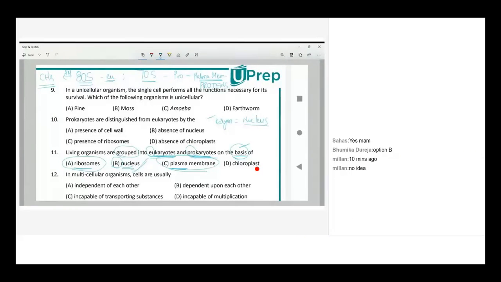But basic is nucleus. So the correct answer is nucleus, but the ribosomes of prokaryote vary from the ribosomes of eukaryote. Even the plasma membrane structure of prokaryote varies from eukaryote. How? Eukaryotes possess 80S ribosome, prokaryotes possess 70S ribosome. Now, if you wonder what 80S and 70S mean, here S stands for Svedberg.